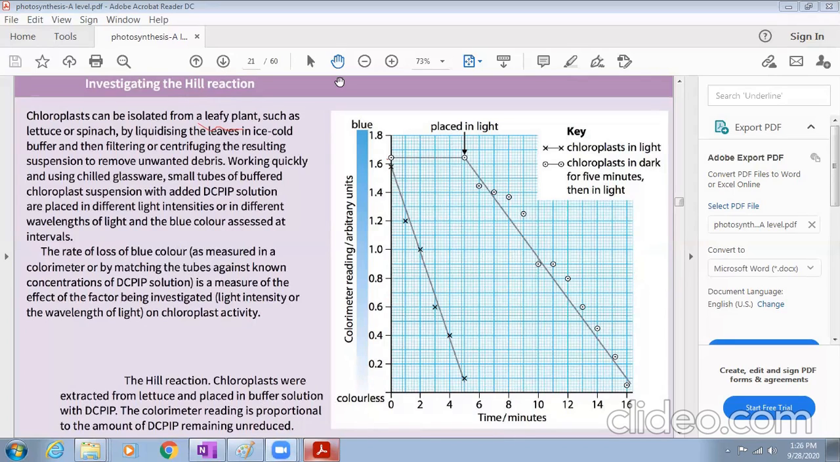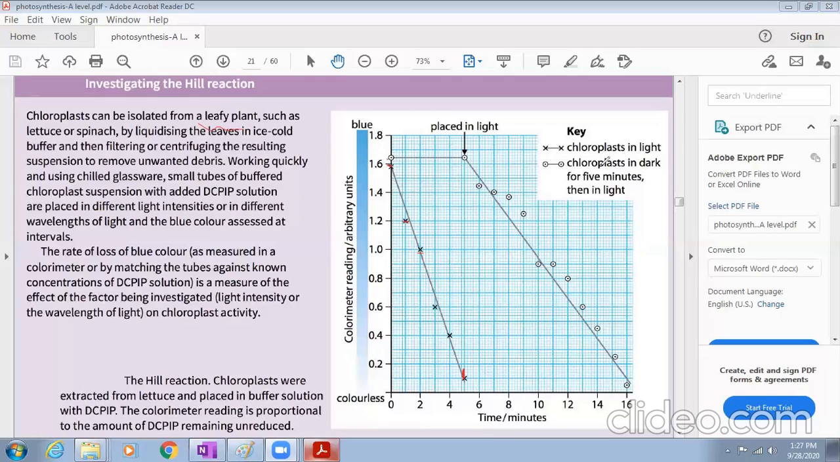First, if you check here, when our sample was in light, at this point it was blue initially, and then the blue color gradually disappeared while the sample was in light, going below 0.2 after 5 minutes. Am I clear? So it means that chloroplasts in light make the dye go colorless by reducing the dye.